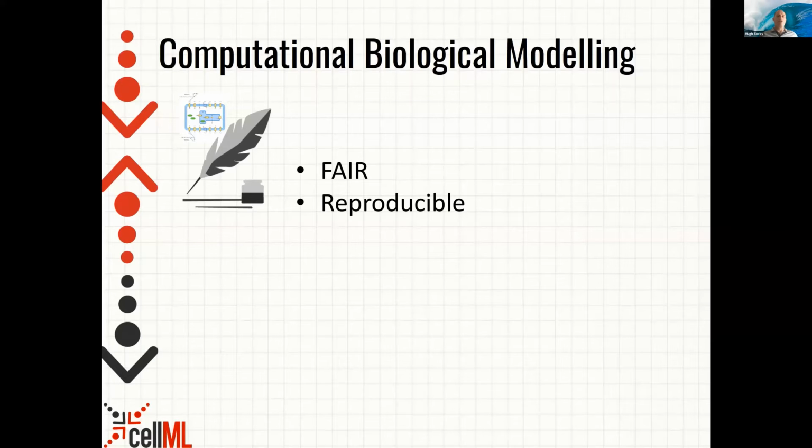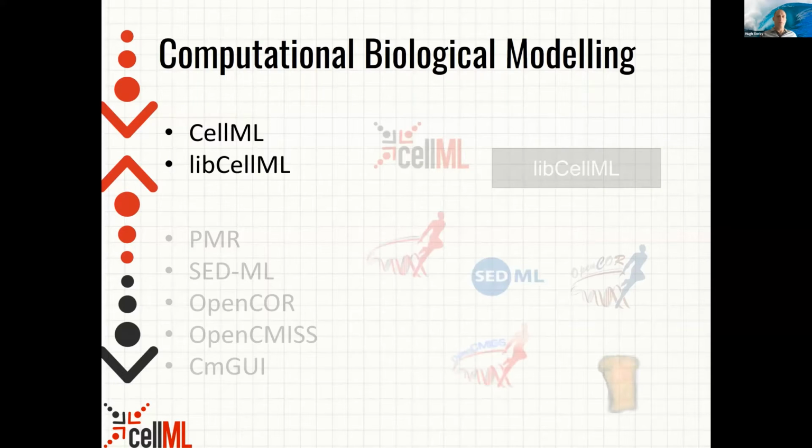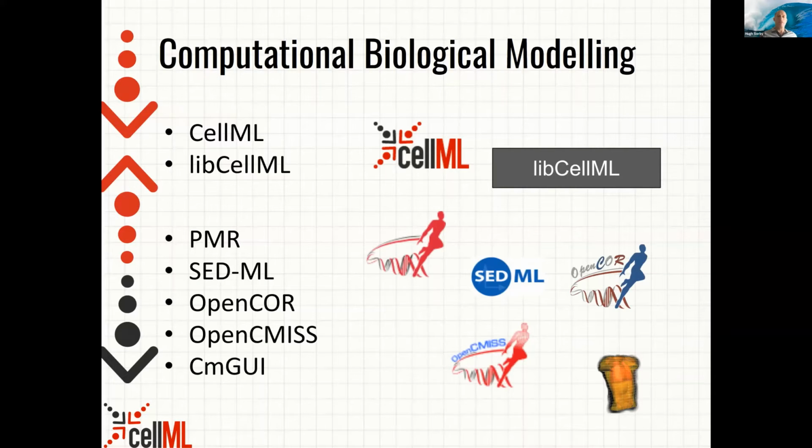To make things reproducible, I need some tools. Computational biology has a heavy reliance on software, which also helps us to make things easy to reproduce, if they're done properly, and if only there were standards to follow. But there are. CellML and libCellML are two parts of the ecosystem that can help us reproduce computational biological models. But there is more to it than just these two parts. This ecosystem is made up of standards and tools, which I'll talk a little bit about now.